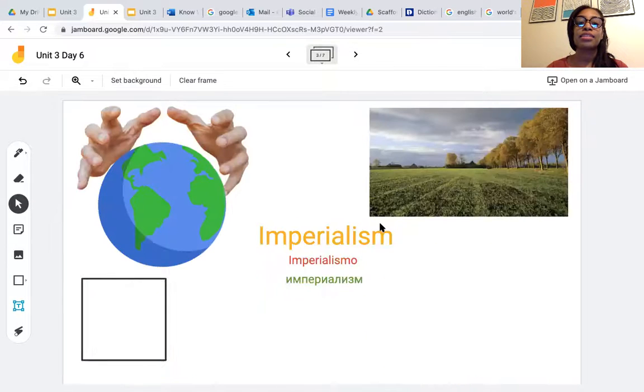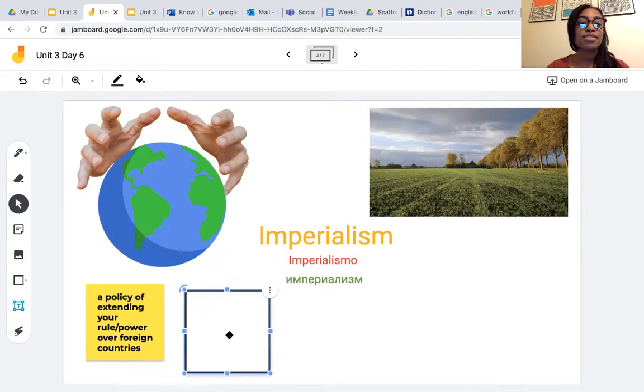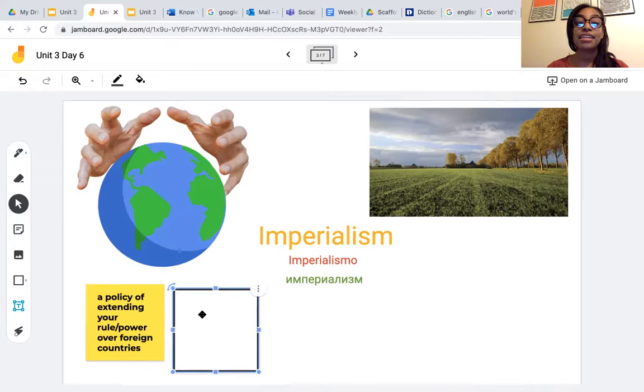Okay. Next word is imperialism. Ah, this is a heavy hitter. So here we have land. What does it look like? What's happening here? Someone trying to take the world. Okay. Here we have land or territory. Okay. Let's see. What do you think imperialism means? Okay, trying to take land around the world. Okay, let's see. So imperialism is a policy of extending or increasing your rule or power over foreign countries. So it may be countries around the world. Okay, let's see. Very good.